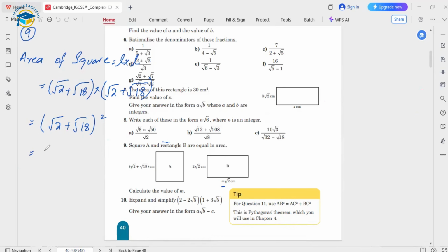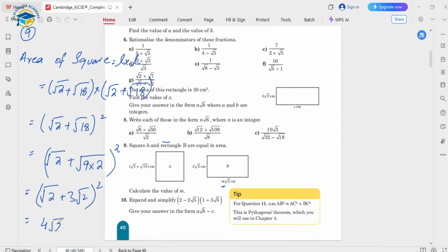So if I simplify, this will be 2 plus square root 2 plus 18. 18 is not a perfect square, but we can make it 9 times 2, and in this, 9 is the perfect square of 3. So square root 2 plus 3 square root 2. As inside the surd we have this 2, we can easily add them. 3 plus 1 will be 4 square root 2. And we need to take the square as well. So 4 squared is 16, and the square will be cancelled out with the square root, only 2 will be remaining. So 16 times 2 is 32 centimeters squared.